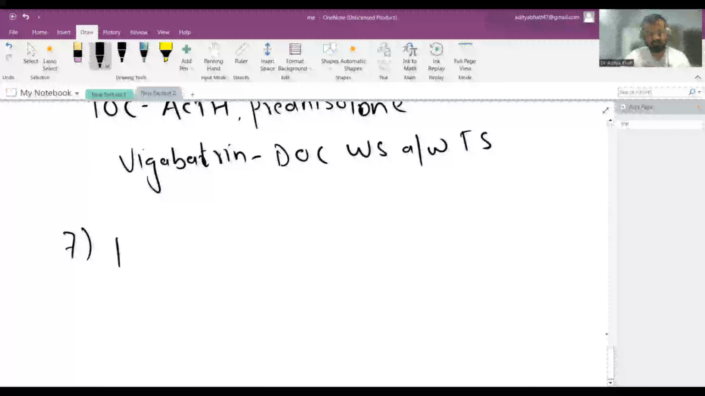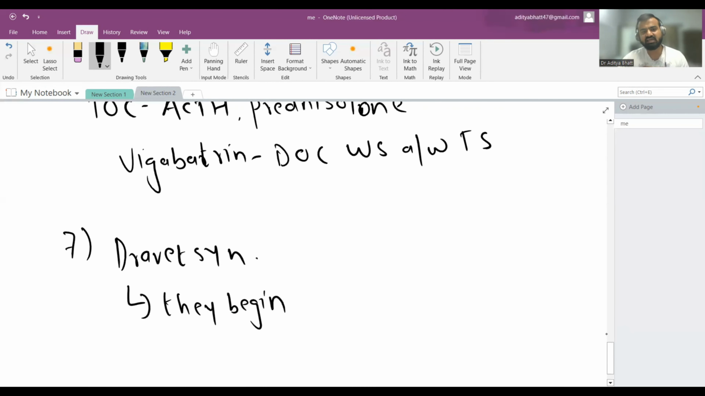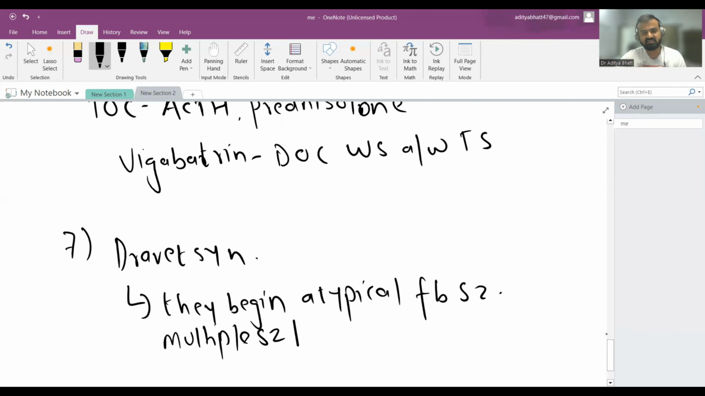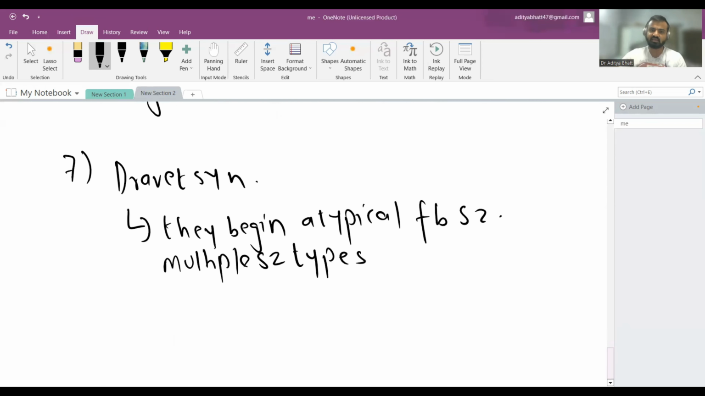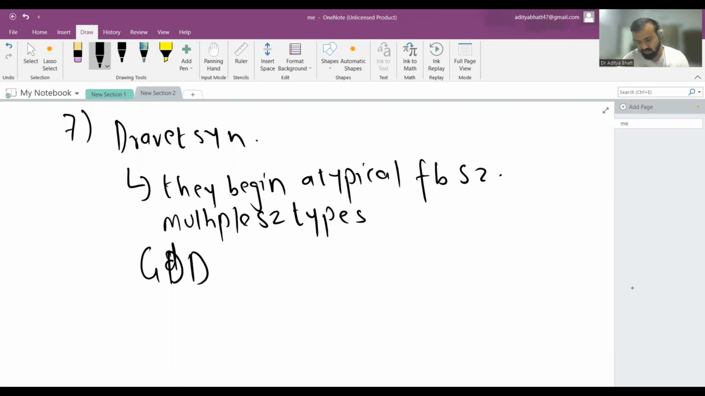Now, seventh is Dravet syndrome. What is Dravet syndrome? In patients of Dravet syndrome, there is a typical history. They begin as atypical febrile seizures, and later on they convert into multiple seizure types. Initially they are atypical febrile seizures, but later on afebrile seizures start coming, and then there is a developmental delay, gross developmental delay. The child is mentally retarded, and you have to understand that the seizures are fever responsive. Later on they might occur even in an afebrile patient, but they also have some exacerbation with fever.